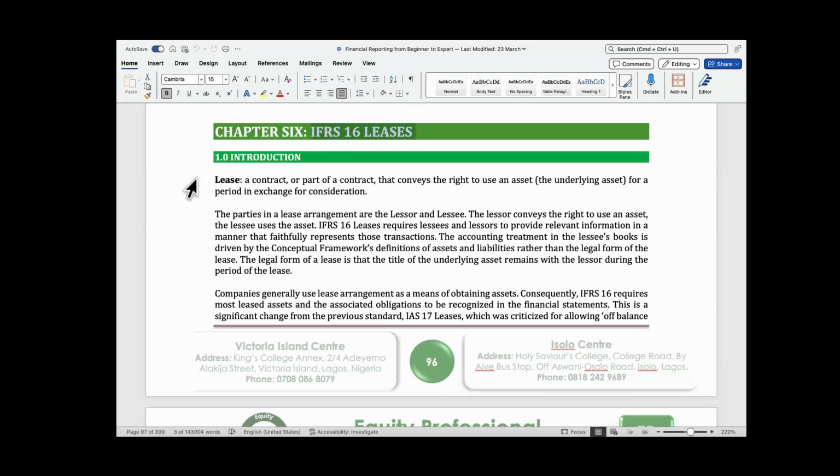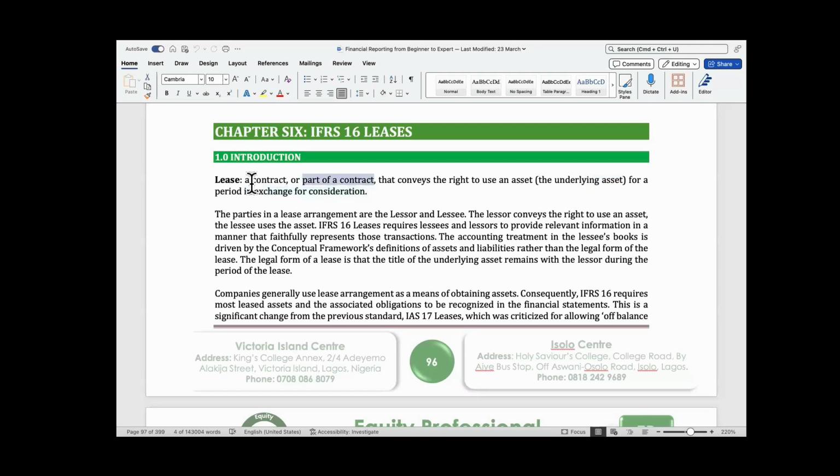So according to IFRS 16, a lease is a contract or part of a contract that conveys the right to use an asset, that is an underlying asset, for a period in exchange for consideration. So a lease is a contract or part of a contract.